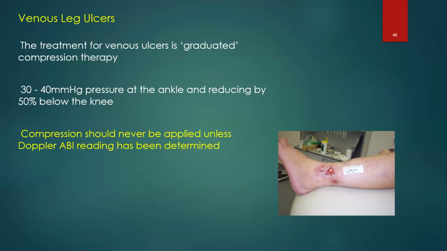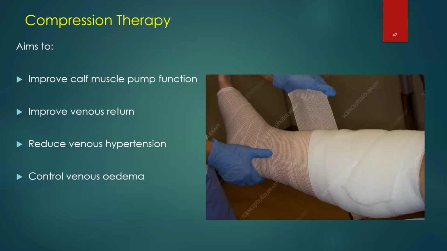Actually, one kit nowadays is going for almost 3,000 shillings. The patient will be put on one kit possibly per week. And we don't want to be exposing these patients to this very expensive management without first determining whether they need it or not. So the target pressure is between 30 to 40 applied at the ankle and reducing by 50% two fingers below the knee.